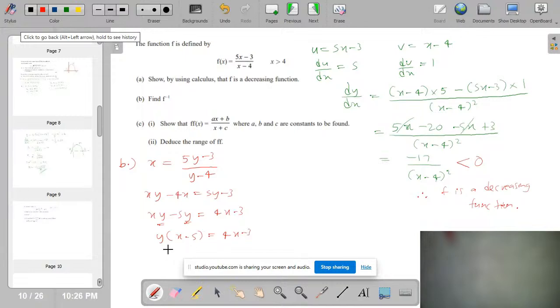Almost done. Therefore we can tell y is equal to what? 4x minus 3 divided by x minus 5. If you look at the form of the answer they have given, you can see that a becomes 4, b becomes negative 3, and finally c becomes minus 5. It is done. Now we are going to the next part, part C.